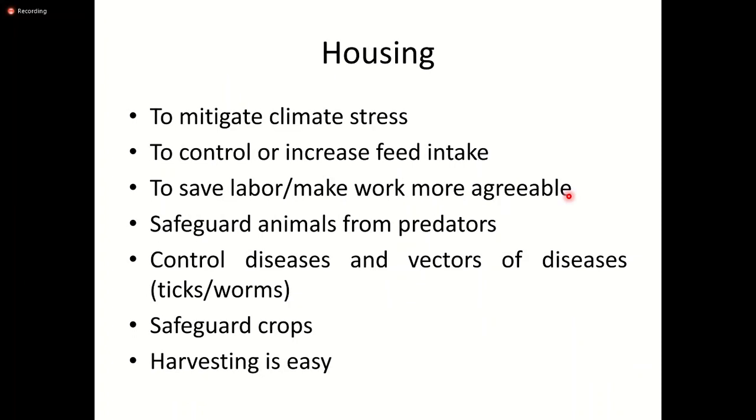So when it comes to the housing systems for these animals, right?